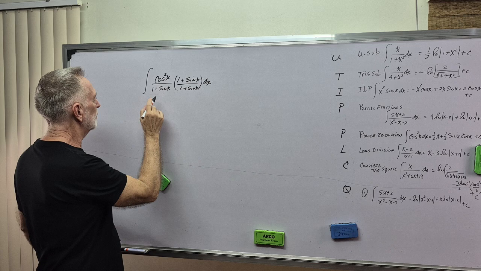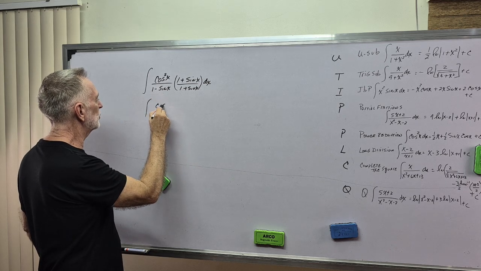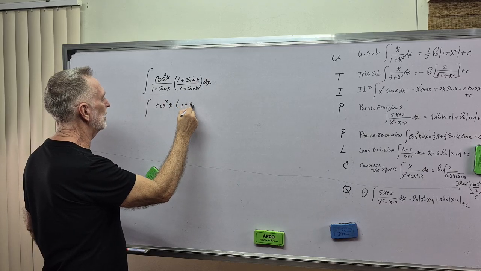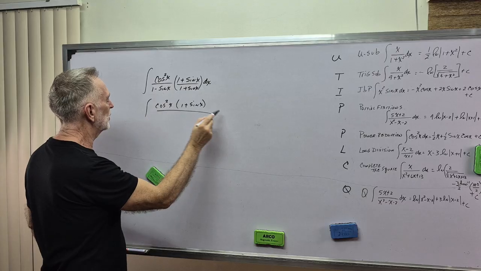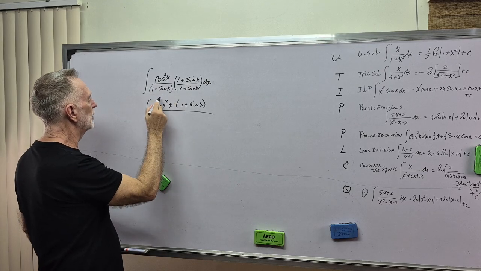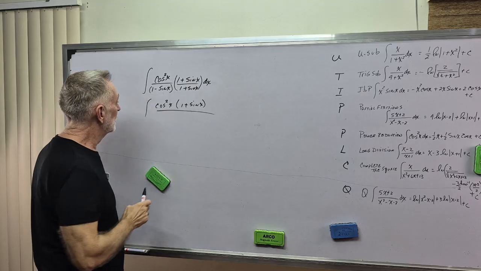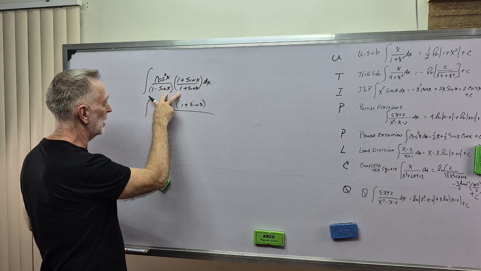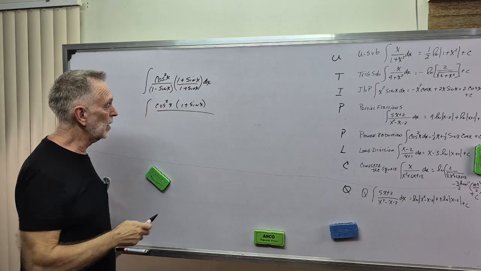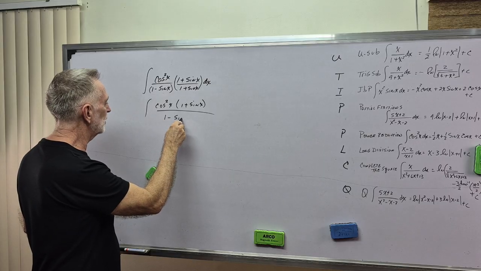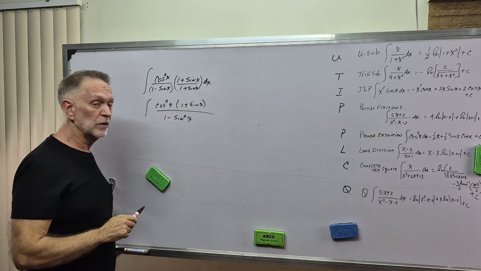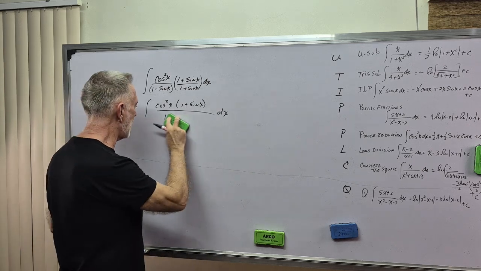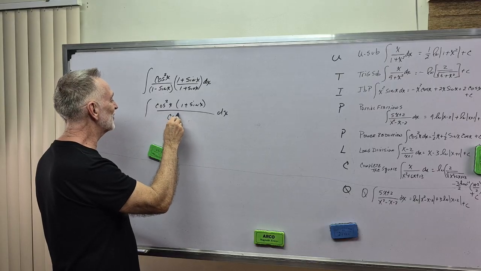So for now, I'm going to leave the numerator in two separate terms. So cosine squared x times 1 plus sine x. But the denominator, I'm going to FOIL that. So that is the 1 plus sine x minus sine squared x. So I have 1 minus sine squared x. What is 1 minus sine squared? Cosine squared x.